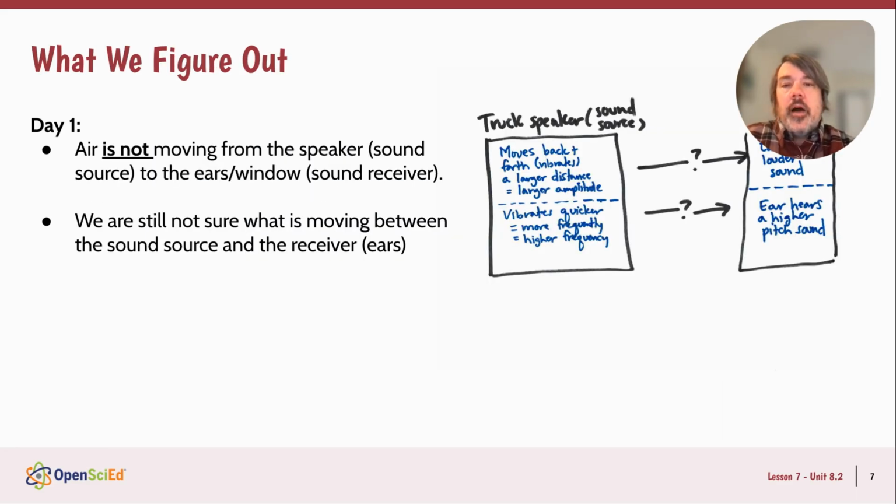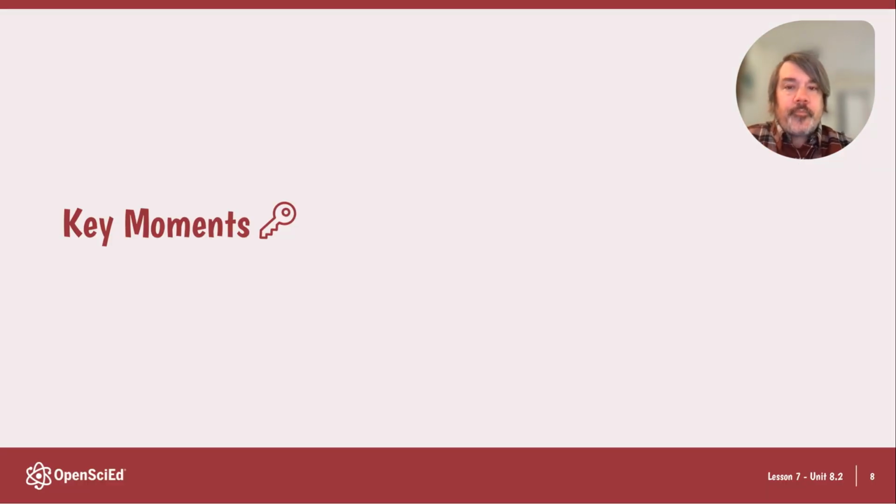And so ultimately, we're still wondering what's happening in the space between the truck speaker and the window, or, you know, in an example like a drum and an ear, whatever it is. We're still not really going to be sure at the end of this lesson, and that's totally okay. What we're doing is really ruling out what it's not.